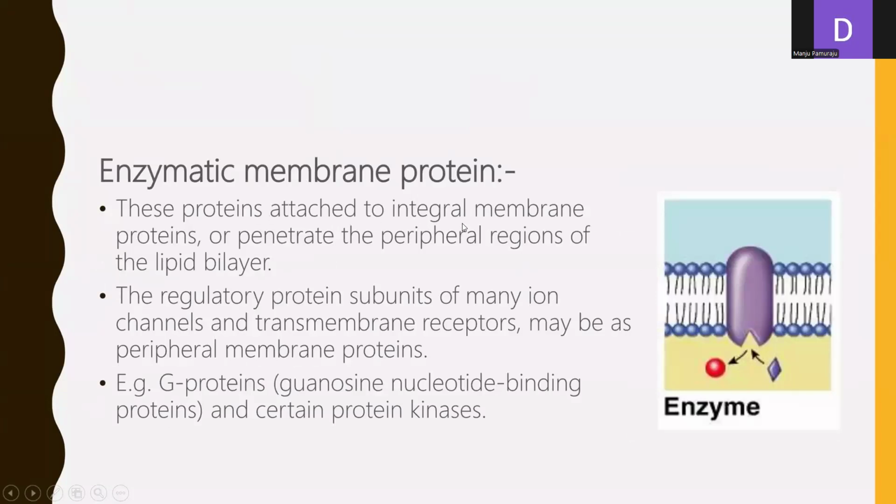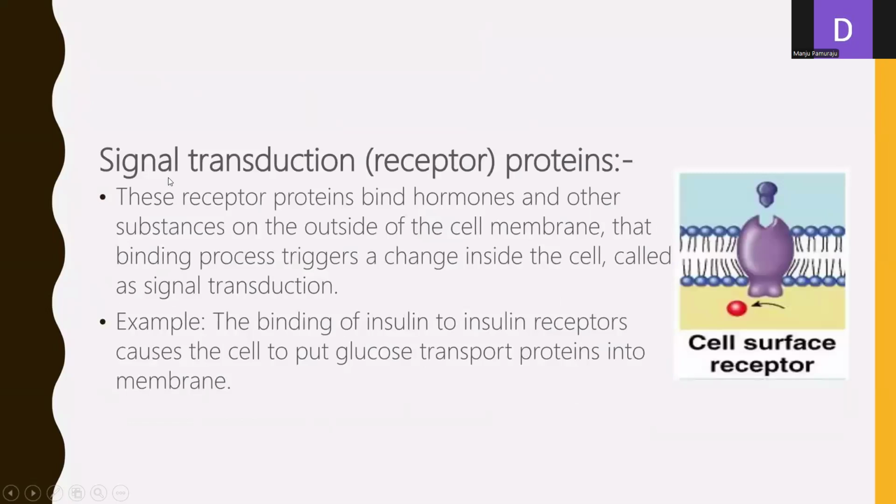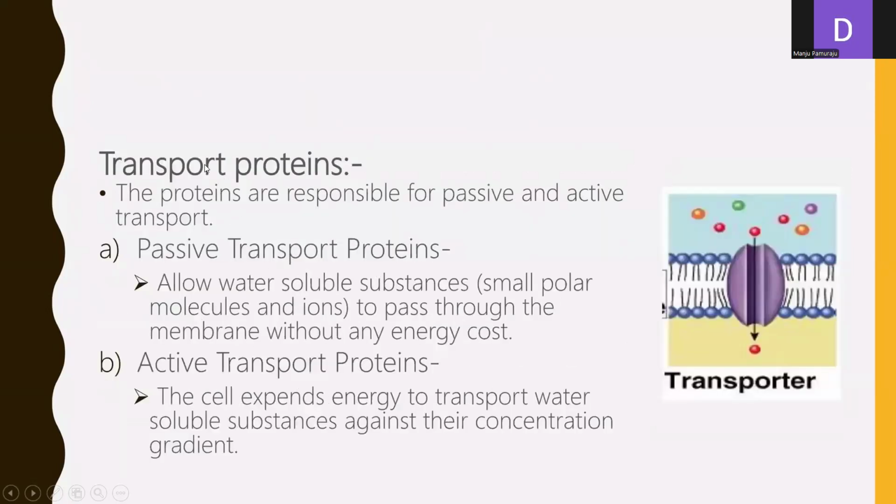These proteins attach to the integral membrane proteins, and here they regulate the protein subunits of many ion channels and transmembrane receptors. So here the G proteins. Example for this is enzymatic protein G proteins. So next is signal transduction. That is, they take the signals and help in the reaction. So example, binding of insulin to the insulin receptors causes the cell to put glucose transport proteins into the membrane.